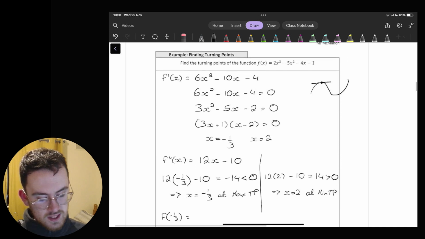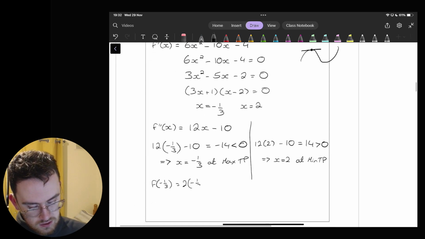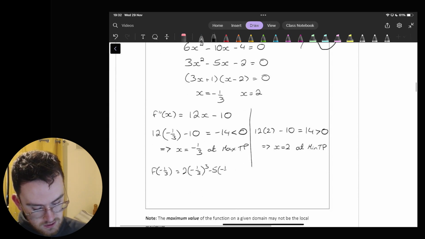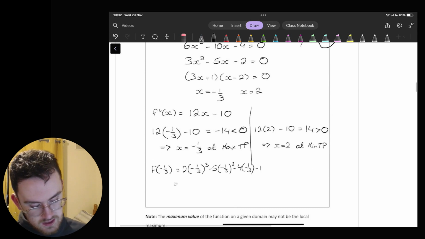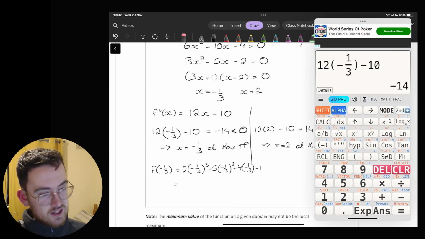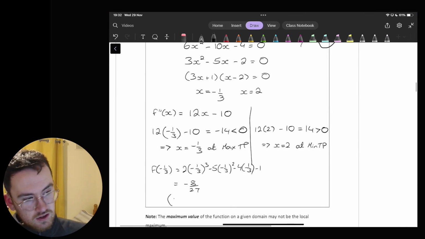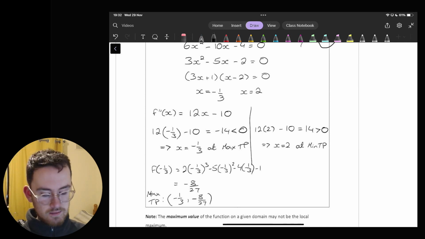Okay, the original functions we had at the very start, and I'm going to be subbing into those. So 2 minus a third cubed minus 5 times minus a third squared minus 4 times minus a third minus 1. And simplifying all of that down, it's going to give me an answer of minus 8/27, which gives me a point here of minus a third, minus 8/27. And I'm just going to write in max turning point for myself here, just so I know what's happening there. Okay, so that's my maximum turning point.